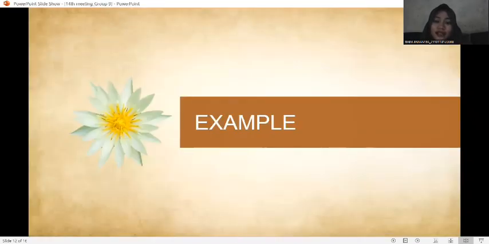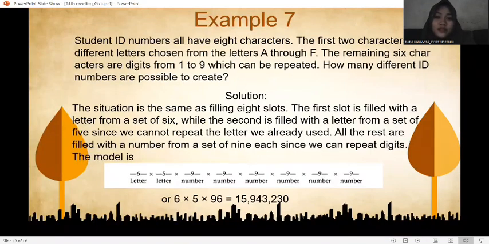Okay, the next material is examples. The first example is example 7. The question is, student ID numbers all have 8 characters. The first 2 characters are different letters chosen from the letters A to F. The remaining 6 characters are digits from 1 to 9, which can be repeated. How many different ID numbers are possible to create?